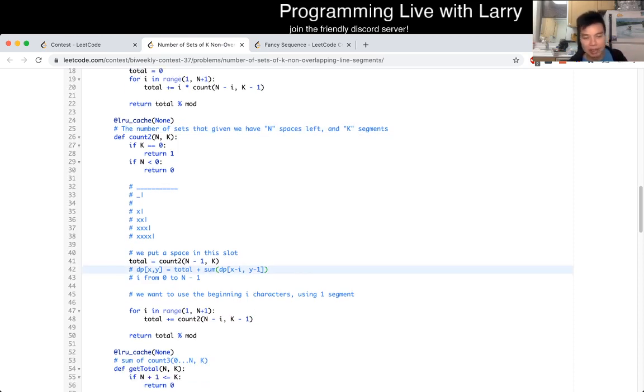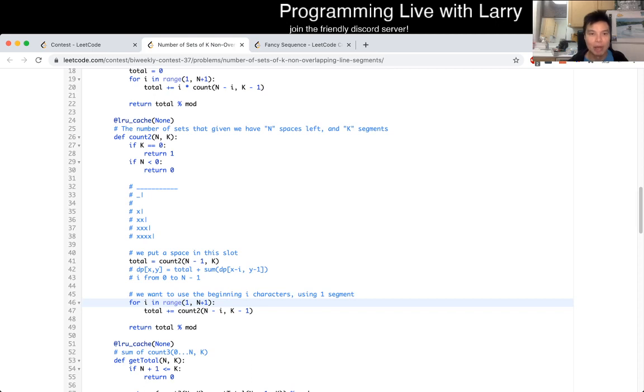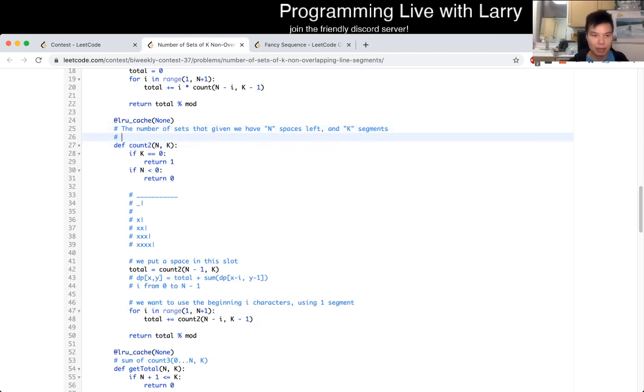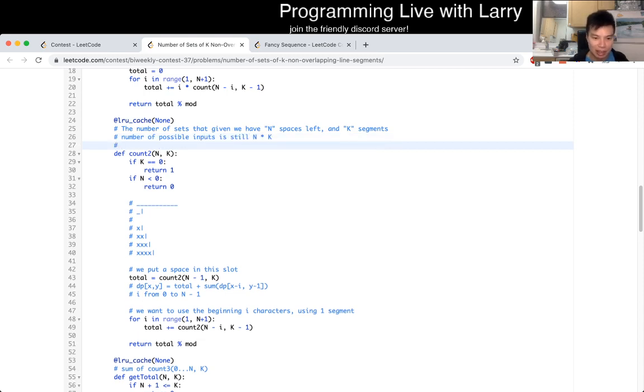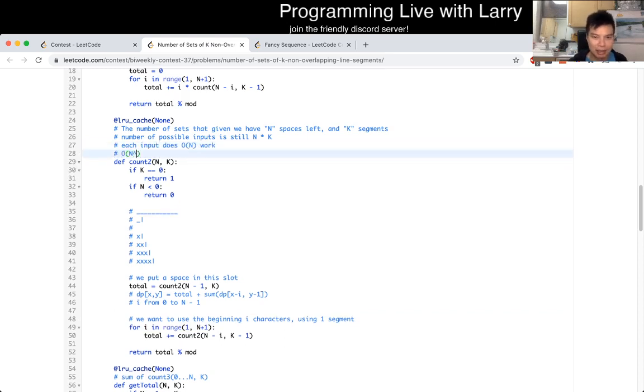There's some observation that you can make with respect to this, but the short story here is that, okay, what are the number of possible inputs to this, right? Well, it's still n times k, so the number of possible inputs is still n times k, right? And each of these still does an O of n loop. Each input does O of n work. So this is still O of n cubed because k can be n, right?